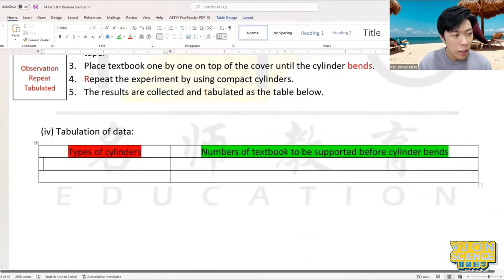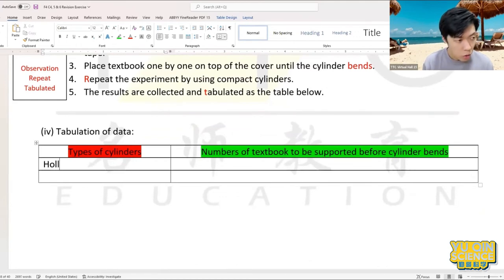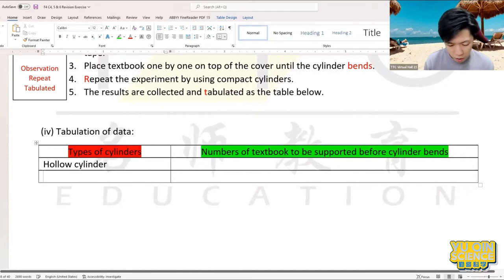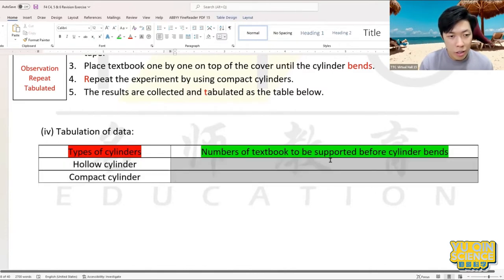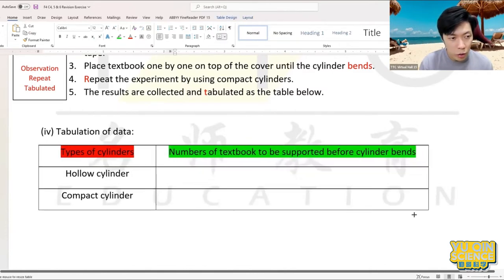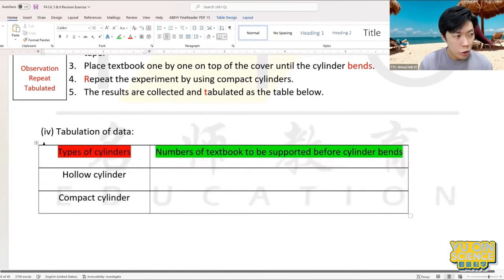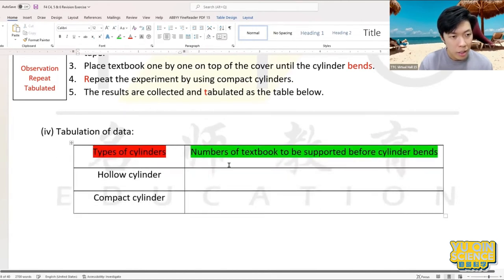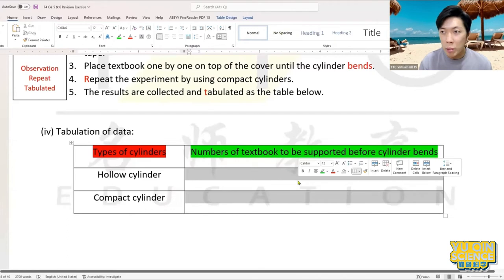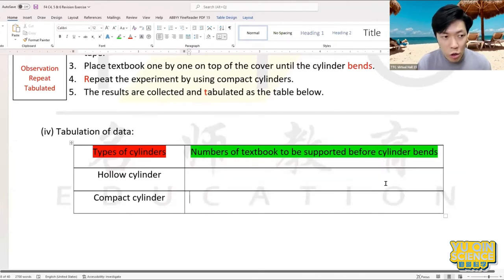This will be hollow cylinder. This will be compact cylinder. And no answer for this. Leave it blank because we don't know the answer. You don't have to write because your marks do not come from the numbers or the result. Your marks come from these two types of cylinder, your manipulated and responding variables. This is where your one mark comes from, ladies and gentlemen.